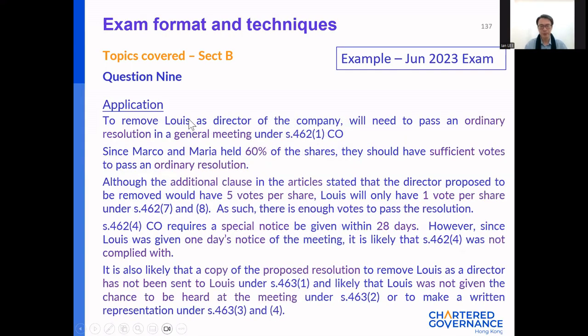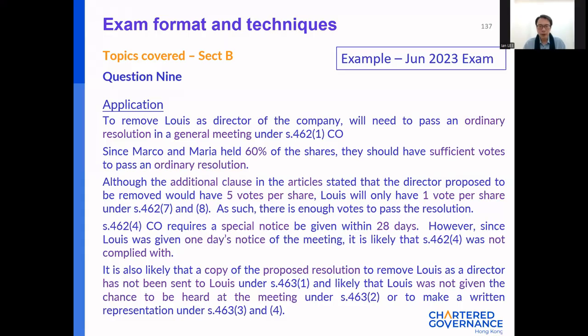Okay, so application. Here, to remove Louis, you only need an ordinary resolution in a general meeting. Since Marco and Maria together held 60% of the shares, they should have enough votes to pass the ordinary resolution. Now, there's an additional clause which says that the director to be removed can have five votes per share. But as we saw in those sections just then, Louis will only have 1 vote per share, despite that clause in the articles. So that's the reason why Marco and Maria will have enough votes to remove Louis.